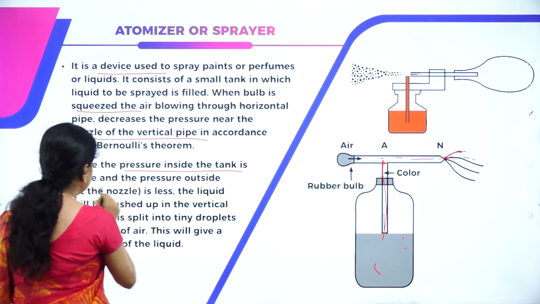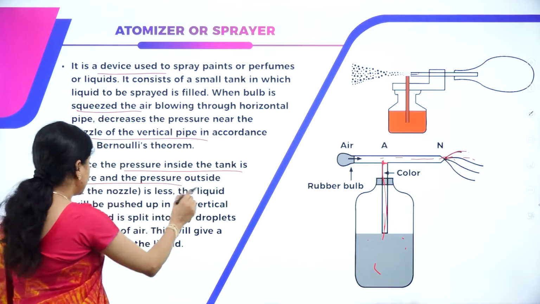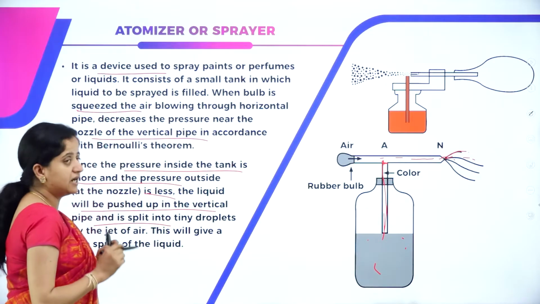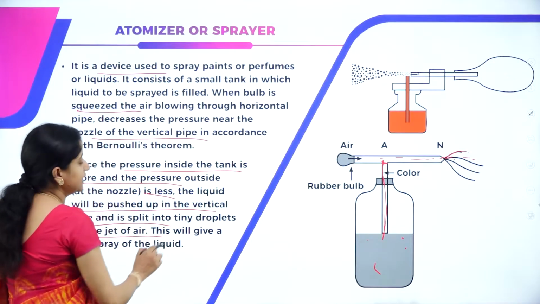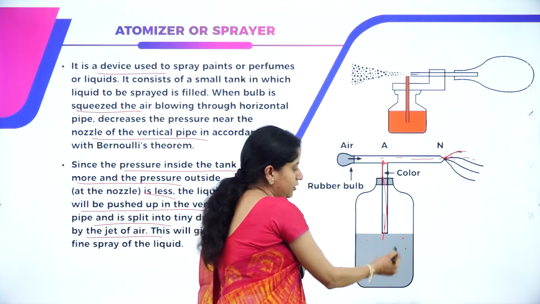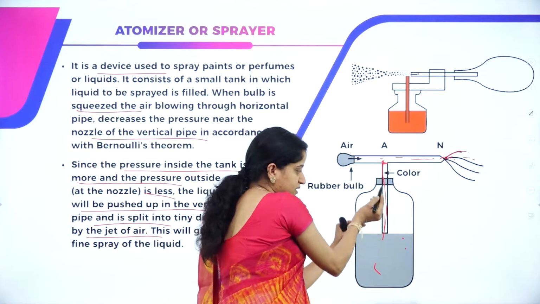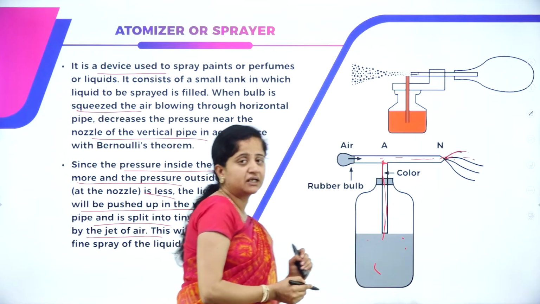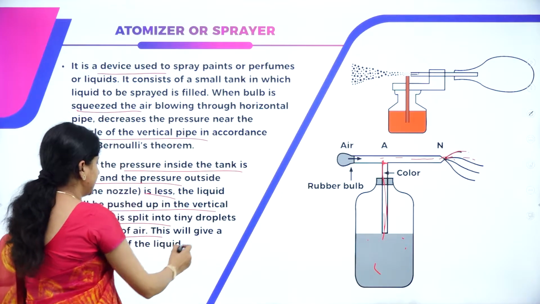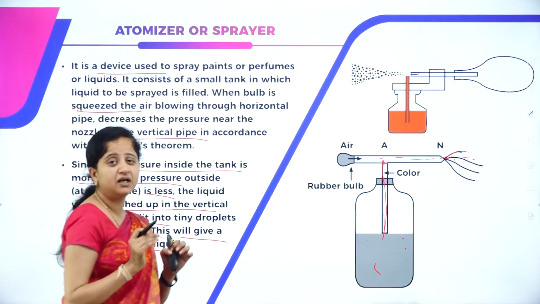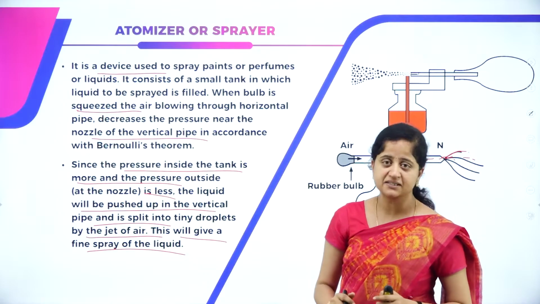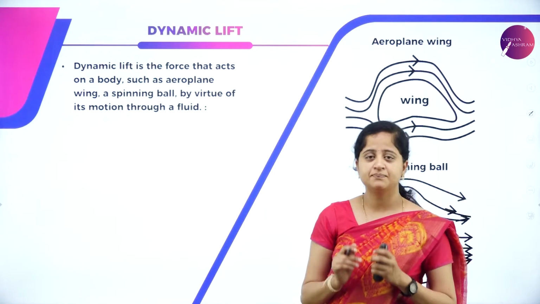Since the pressure inside the tank is more and the pressure outside is less, the liquid will be pushed up in the vertical pipe and split into tiny droplets by the jet of air. So here, when the bulb is squeezed, the pressure here will be more and here will be less. Due to this pressure difference, the liquid will rise up in the vertical pipe and come out as tiny droplets by the jet of air. This will give a fine spray of the liquid. So this is the mechanism of the sprayer or atomizer in accordance with Bernoulli's principle.